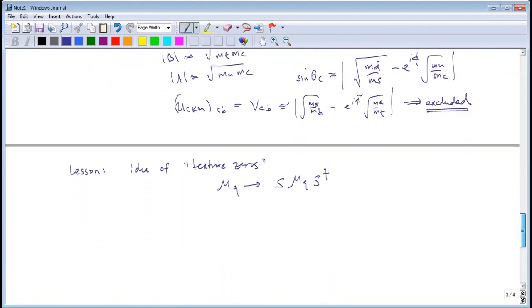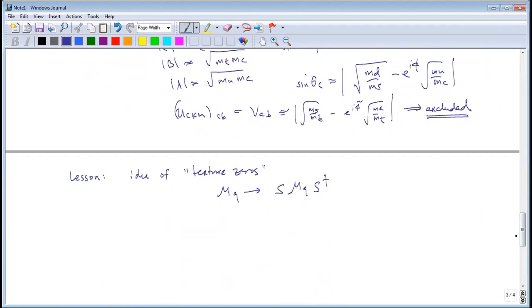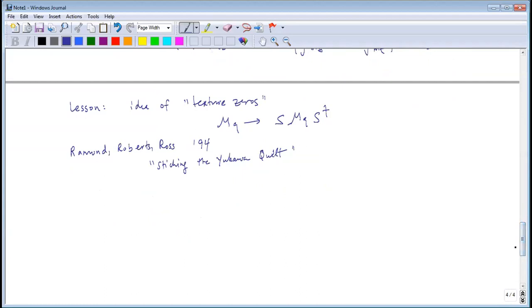So another famous paper, quite a few years later, is by Ramond, Roberts, and Ross, the triple R's, and this is, I believe, 1994, okay? And so they have a nice paper called Stitching the Yukawa Quilt, taking the textures theme to another level of metaphor. And this is a really nice paper if you want to get a sense of various structures people are looking at and what can happen.